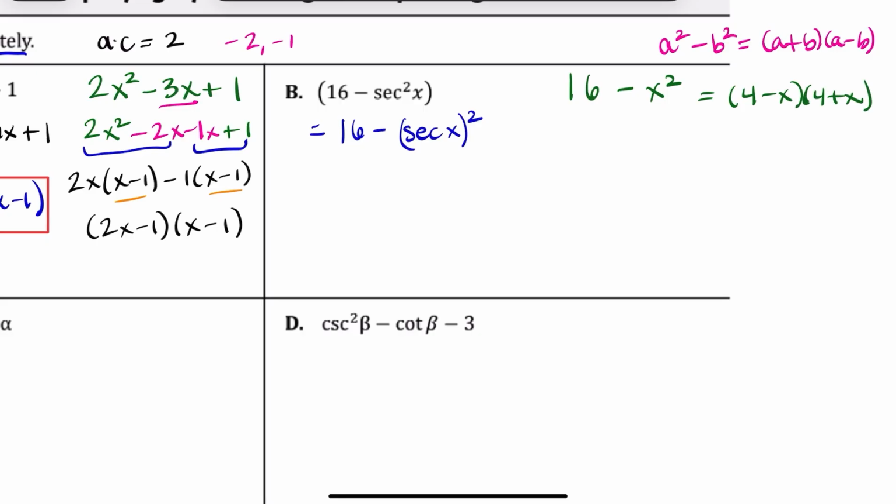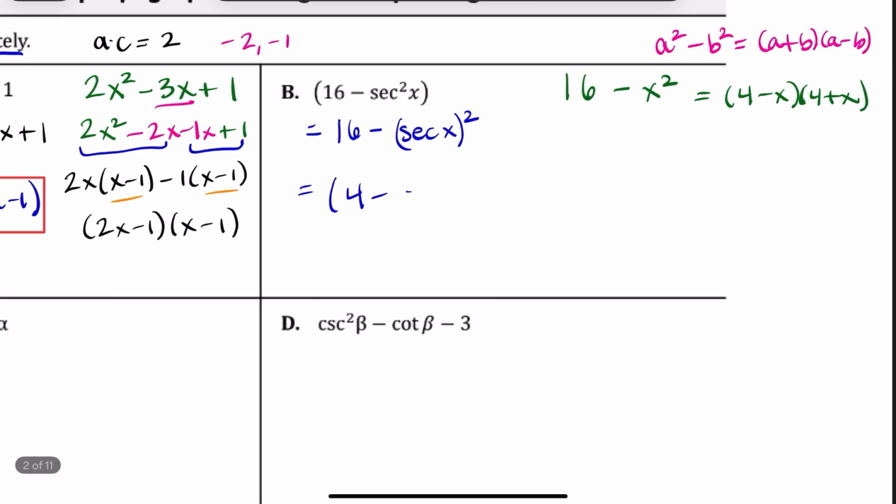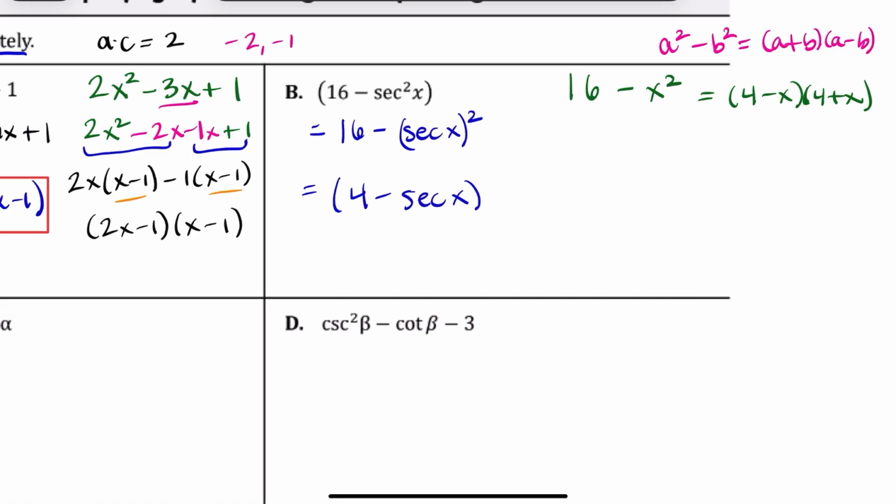Well, instead of x, we have secant x. So we're just going to go ahead and factor this as a difference of squares. So we have 4 minus secant x times 4 plus secant x.